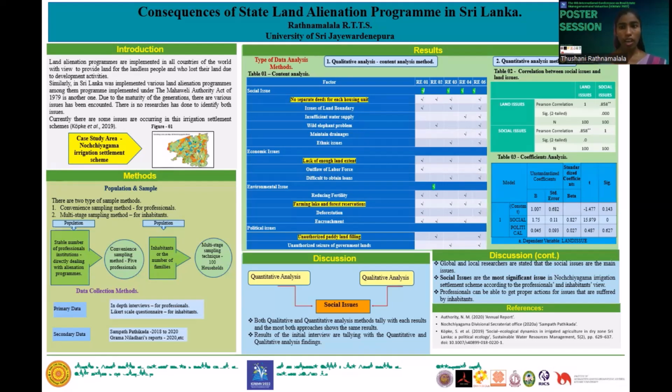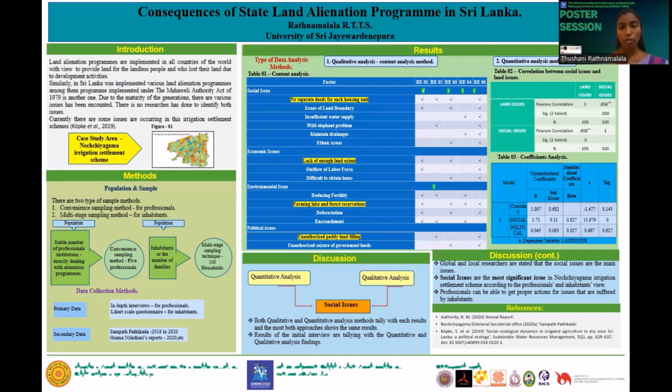According to the local literature and initial interviews reviewed, there are various issues currently. However, to date, there is little evidence from research findings regarding the most significant issue of the state land alienation program in Sri Lanka. Hence, this research focused on identifying the most significant issue from the point of view of professionals and inhabitants related to the Nochiagama Irrigation Settlement Scheme.